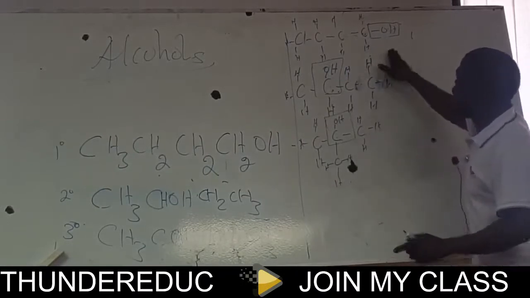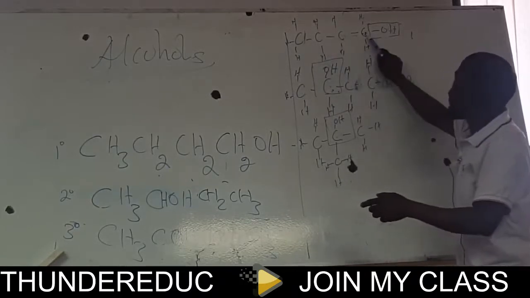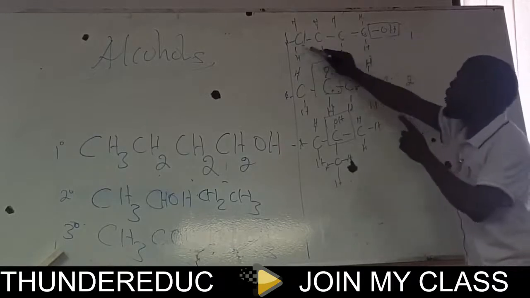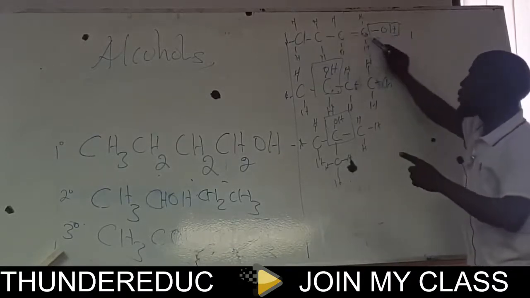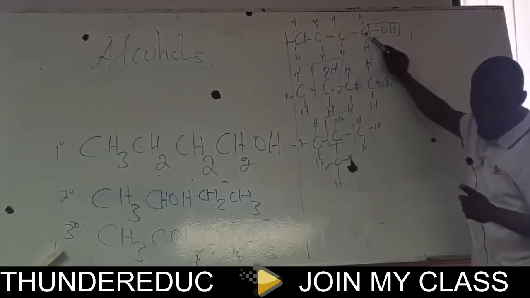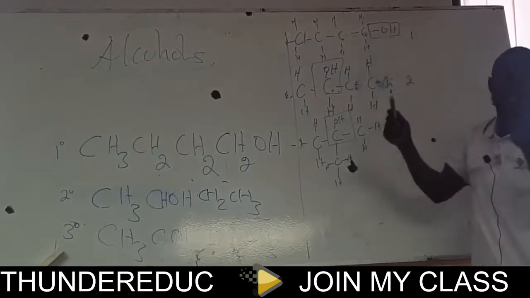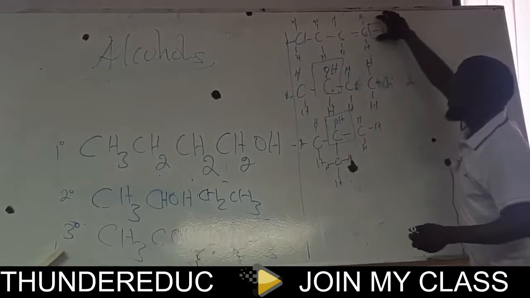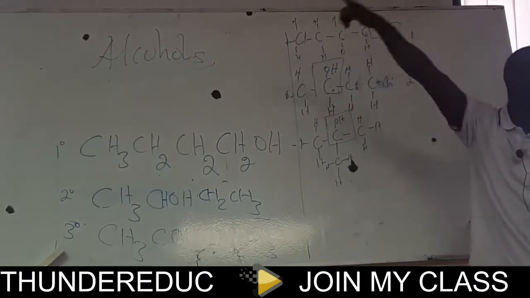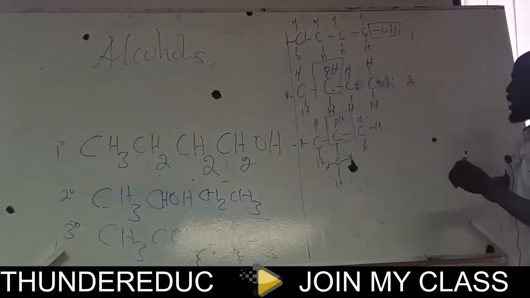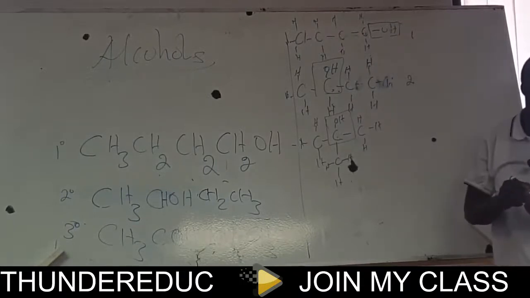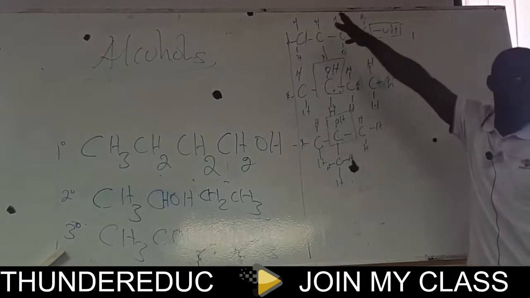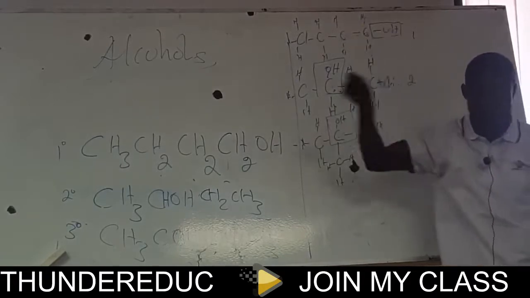When we count here, we see 1, 2, 3, 4, or 1, 2, 3, 4. When we count from this side, it's going to be on carbon atom number 4, while from this side it's going to be on carbon atom number 1. So we take position number 1 because it's less than 4. So here the OH, I'm going to say 1-ol. Propan-1-ol, for example, butan-1-ol, where 1 means the position.